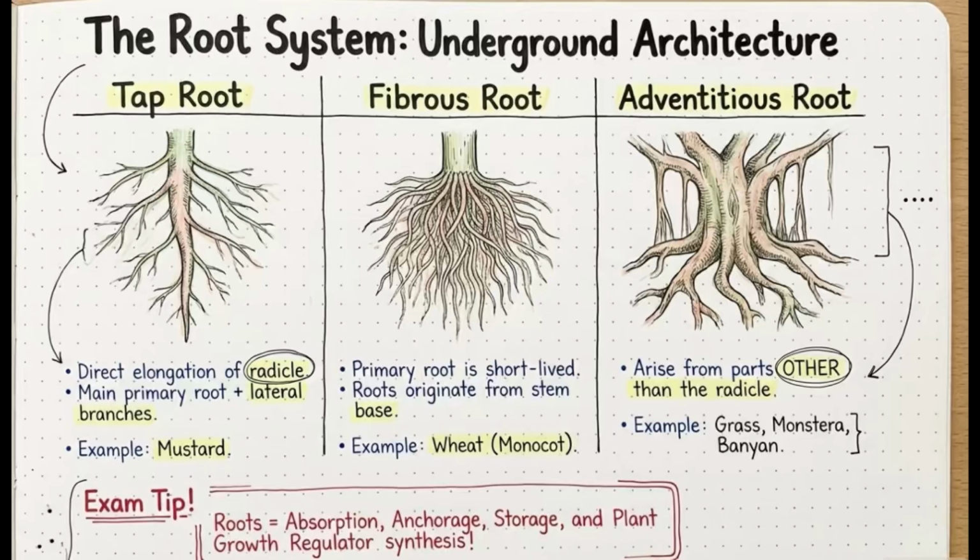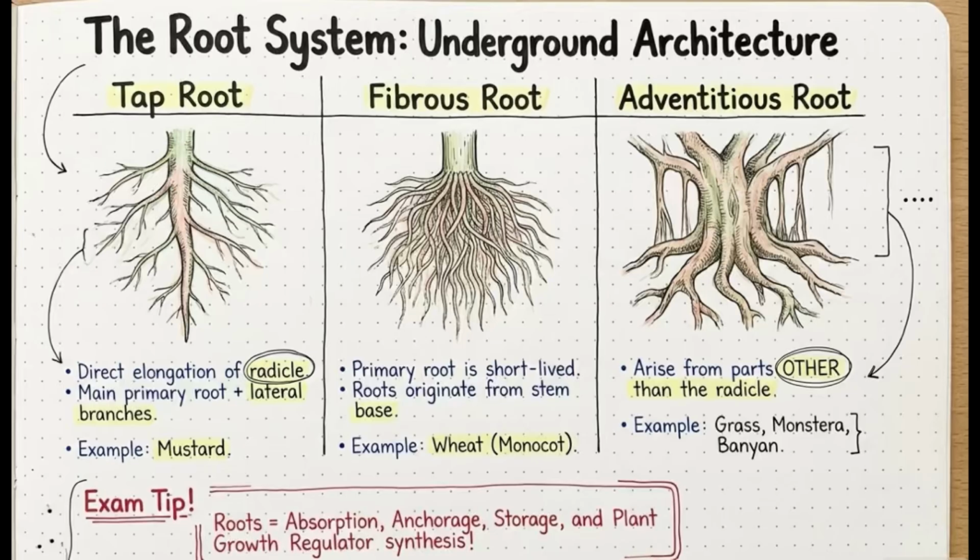But the second strategy is the fibrous root system. Okay, how is that different? Well, in plants like wheat, which is a monocot, that initial primary root actually dies off pretty quickly. It's short-lived. Oh, so it loses its main anchor. Yeah, but instead, a thick cluster of roots erupts right from the base of the stem. Like a dense mop head. Exactly like a mop head. It creates a wide, shallow net, and that is incredibly efficient at rapidly absorbing surface water after, like, a light rain before it can evaporate.